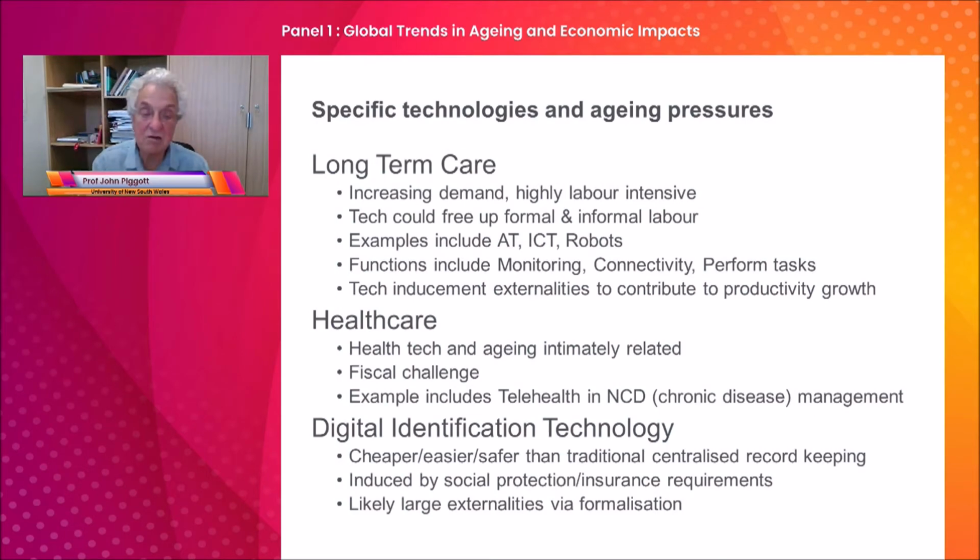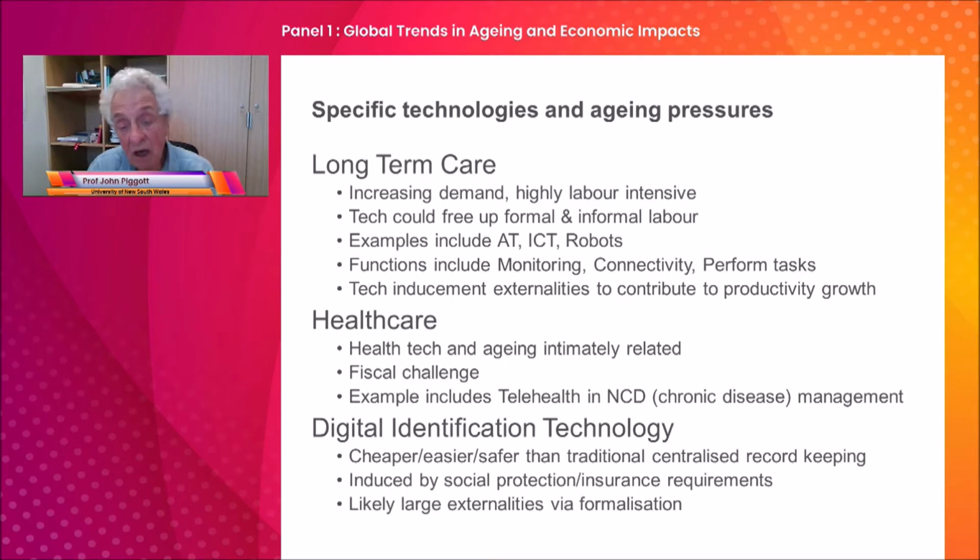So there are specific areas where you can see technologies helping aging pressures. And the most obvious and the best rehearsed is long-term care. So there's obviously increasing demand for long-term care as cohorts age, as more numerous cohorts age, and as people live longer more generally. So there's increasing demand, and that demand has traditionally been highly labor intensive. It's kind of not exactly nursing, but it's in that direction. It's care. Okay? So the question is, could technology free up formal and informal labor which goes into that care? And the answer is pretty clearly yes.